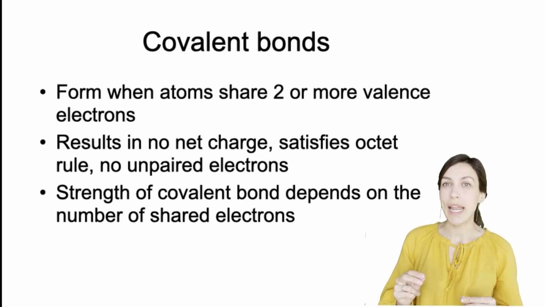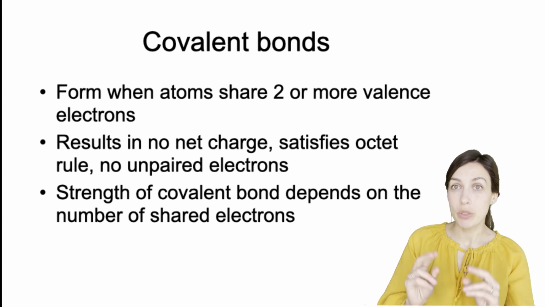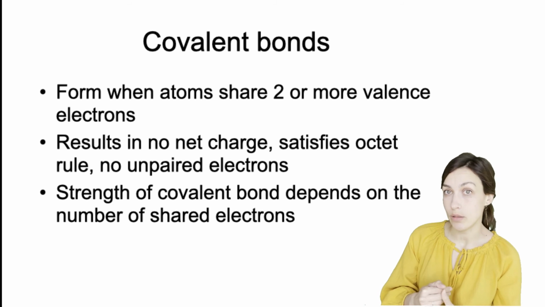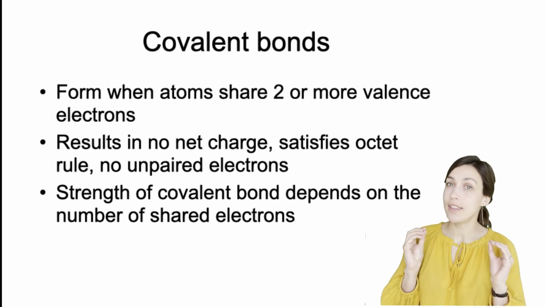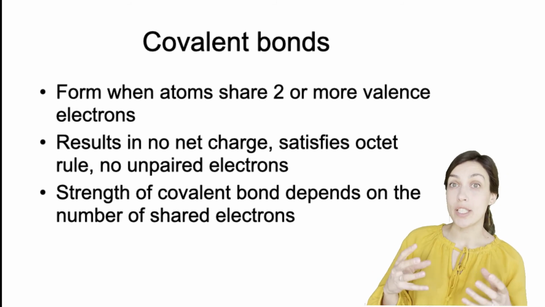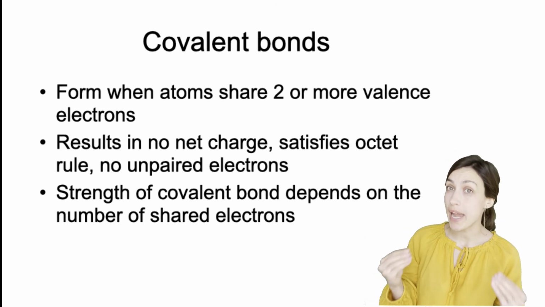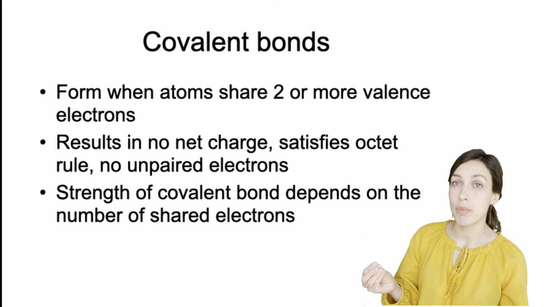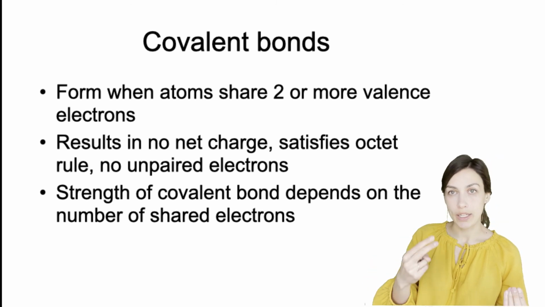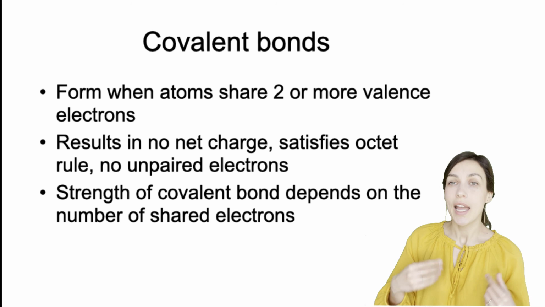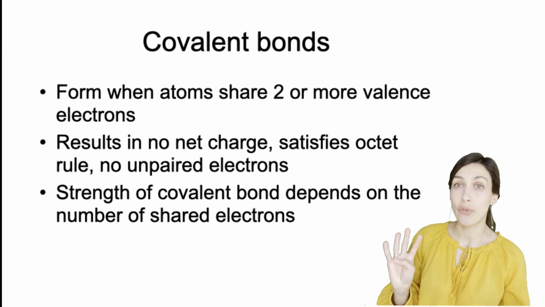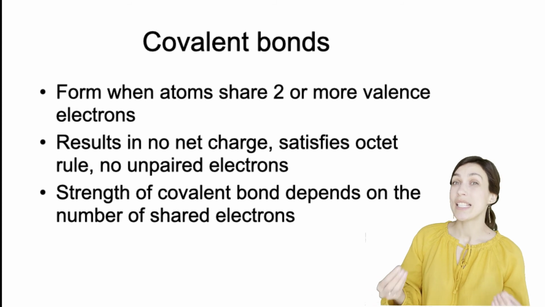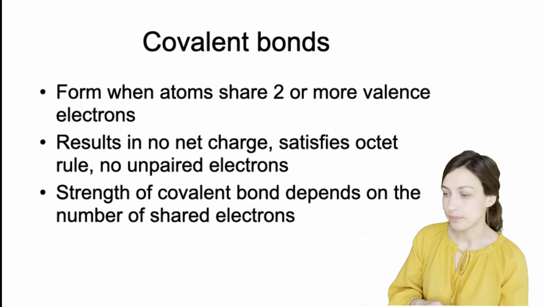This works when at least one pair, which means 2 electrons, are shared between 2 atoms. And covalent bonds can be of various strength depending on how many pairs of electrons are shared. So we can have a single covalent bond when 2 electrons or 1 pair is shared. A double covalent bond means 4 electrons are shared, and a triple covalent bond means 6 electrons are shared.